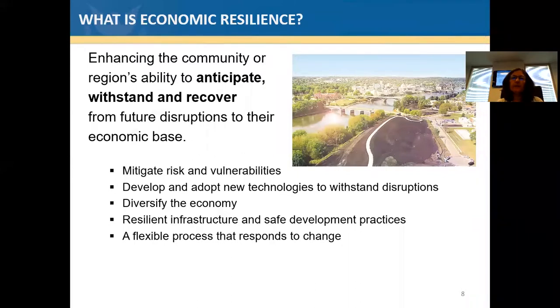Hand in hand with economic recovery is economic resilience. Our ultimate goal in our recovery work is economic resilience, helping to make things better than they were before, building back better for the future. Resilience is an important consideration in our grant competition.